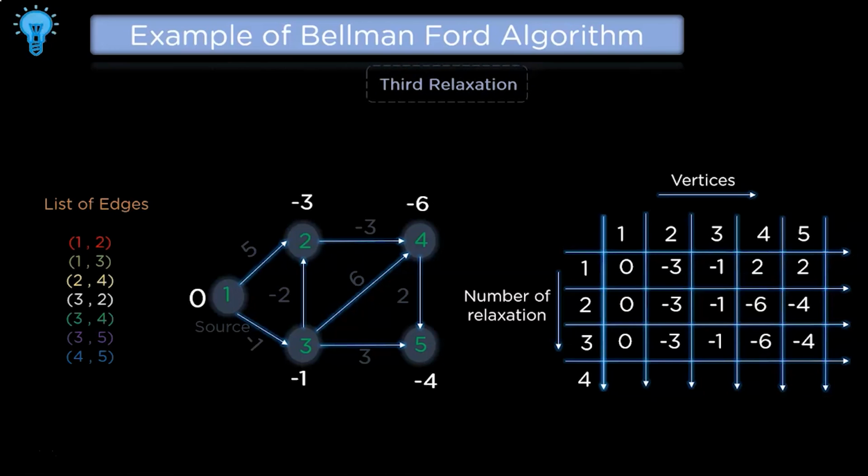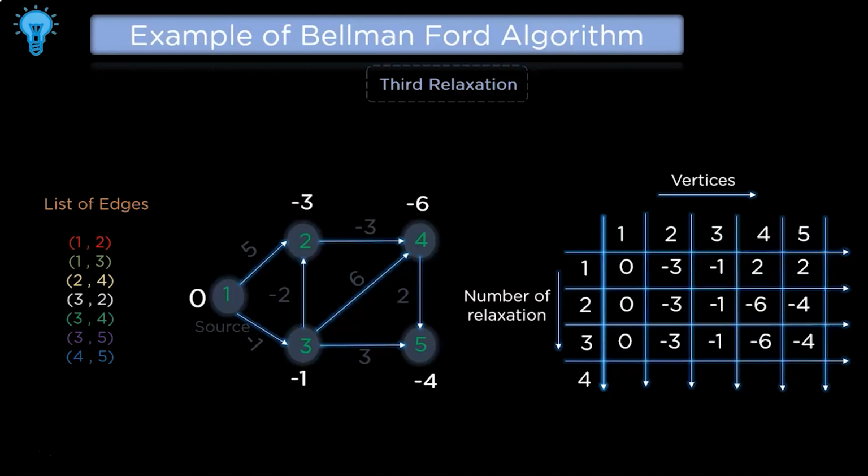From edge 1 to 2, the cost is 0 plus 5, which equals 5, which is greater than -3, so we will not replace it. From the edge 1 to 3, the weight is -1 and the cost is estimated as 0 plus -1, which equals -1, but we already have -1 at vertex number 3, so we will not update it. Now we have weight -3 from the edge 2 to 4, so the cost is -3 plus -3, which equals -6, and -6 is already there, so we will not update it.